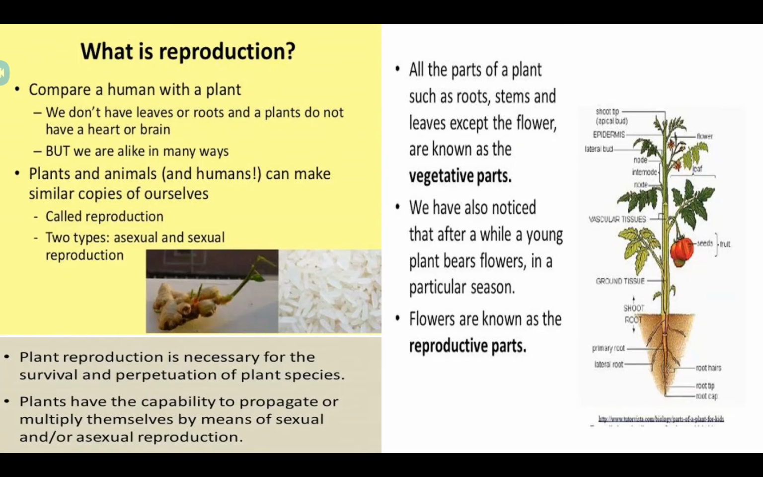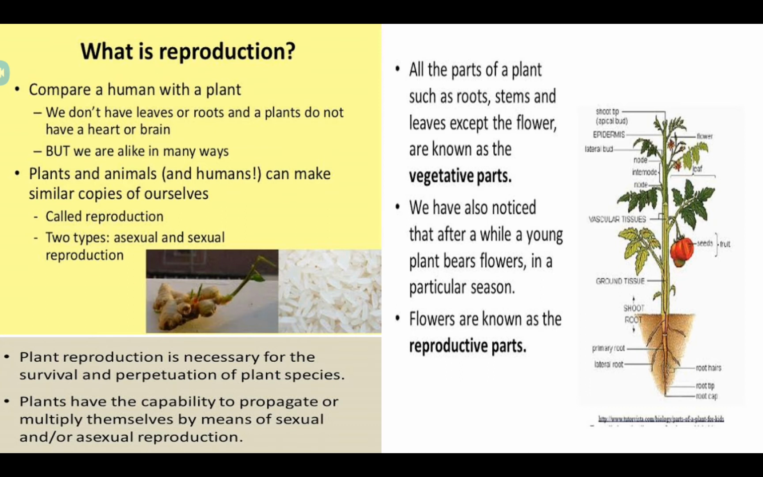What is the meaning of reproduction, Anna? The production of new individuals from their parents is known as reproduction. Just compare human with a plant. We do not have leaves or roots, and plants do not have heart or brain. But we are alike in many ways. Both plants and animals can make similar copies of themselves. So what we can call that is reproduction.